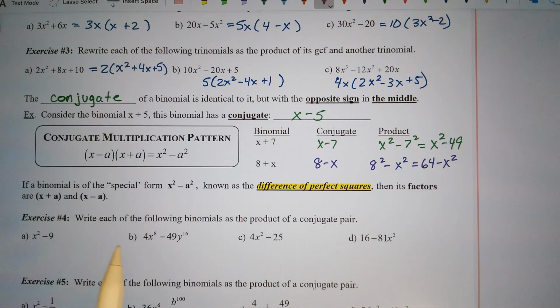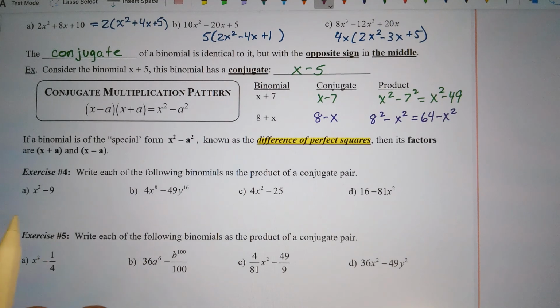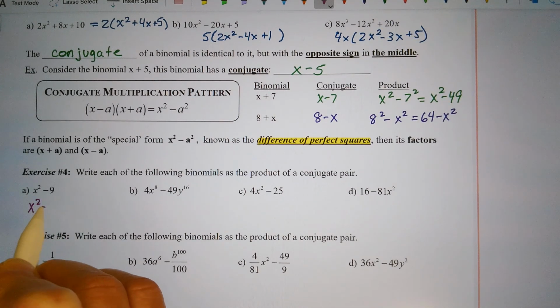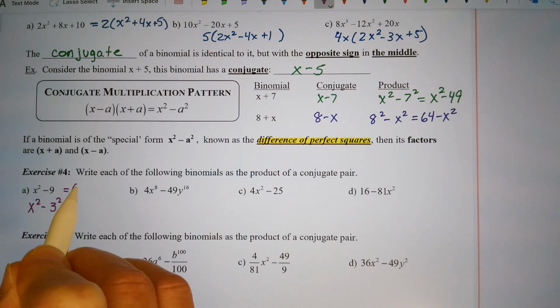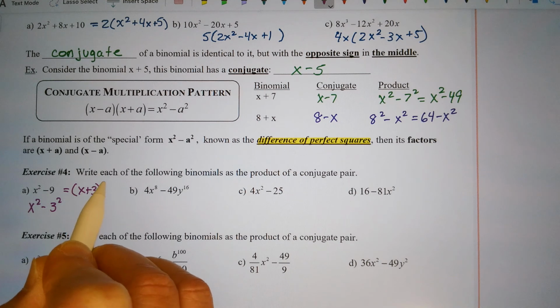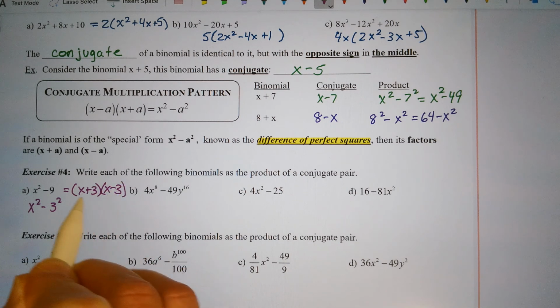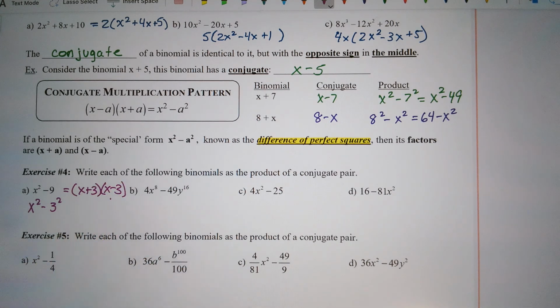Exercise number 4, write each of the following binomials as the product of a conjugate pair. Okay, so in other words, we have x squared minus 9, which is the same as x squared minus 3 squared. So this factors into the binomial x plus 3 times x minus 3, right? The conjugate pair, x plus 3, x minus 3.